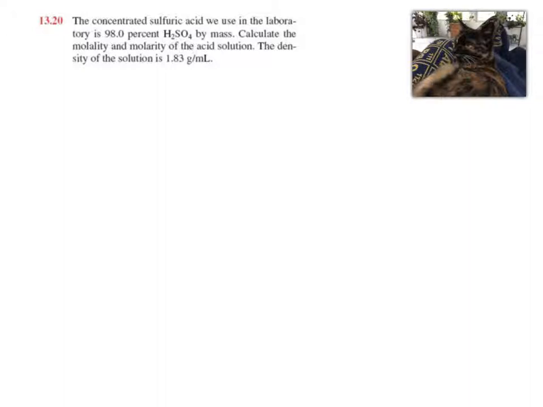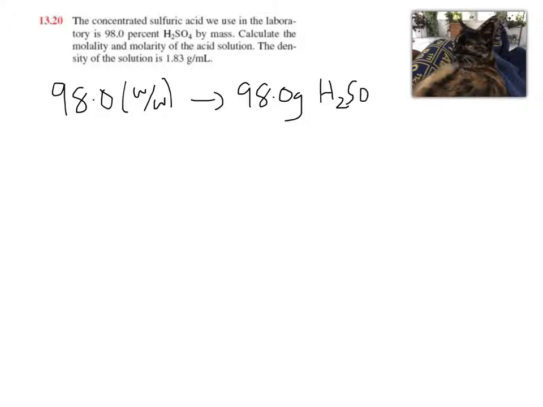Okay, so we got some 98% by mass sulfuric acid, and we're assuming it's aqueous, so the other thing is water. And we're asked to calculate the molality and molarity, and in order to figure out the molarity, we're going to need to know the density of the solution. So what do we mean when we say it's 98% by mass? That means that basically we've got 98 grams of our H2SO4 in 100 grams of the solution. So presumably the other 2 grams then are H2O.